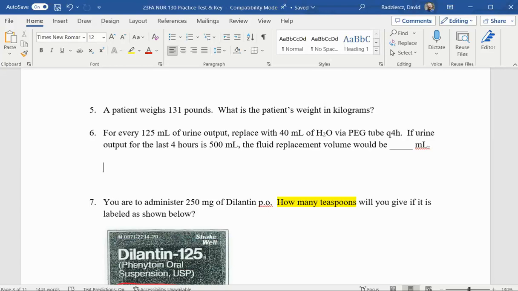So the 125 milliliters that's here is urine output, or expected urine output. This 500 milliliters is also urine output. So you have two milliliter outputs, and then you have one listed 40 milliliter input or replacement. Okay, so we're drinking and we're peeing. What we're trying to figure out is, for every 125 milliliters lost, I need to replace with 40, what would that be with 500?